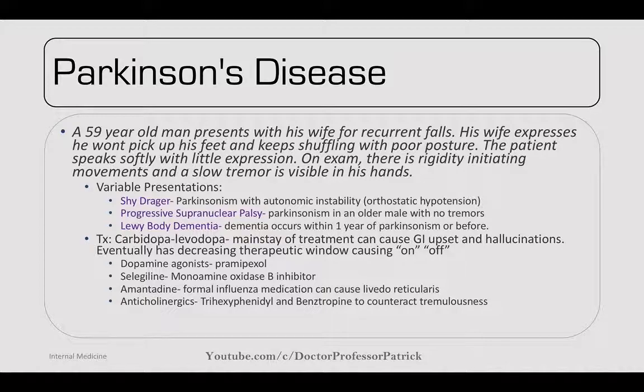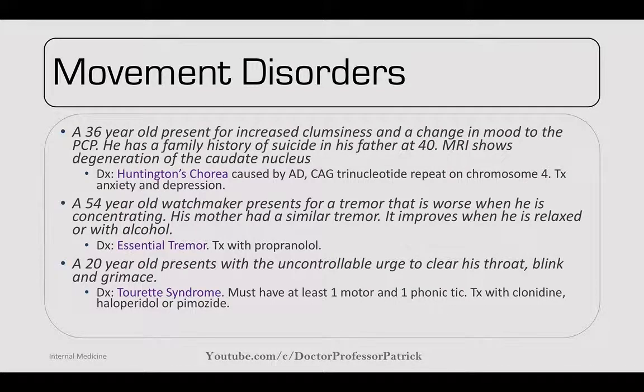Eventually, this has a decreasing therapeutic window as more of those neurons are lost, and it causes on-off events where all of a sudden they regain function, and then the therapeutic window closes and they lose function again. You can also use dopamine agonists like pramipexole, selegiline, which is a monoamine oxidase B inhibitor, amantadine, which was formerly an influenza medication, which watch out for side effects like livedo reticularis, and then anticholinergics like trihexyphenidyl and benztropine can counteract some of the tremulousness from having too much acetylcholine and not enough dopamine.